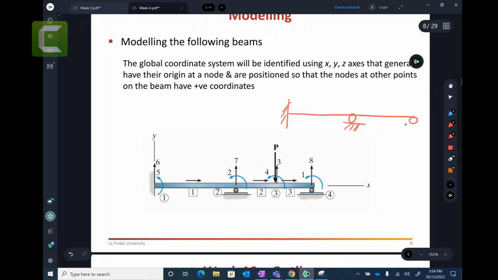This is your questions. They will not give you the modeling, right? They will not. Let's say someone puts the load P here. That's load P. And this one is fixed and this one is a roller, with some dimensions.